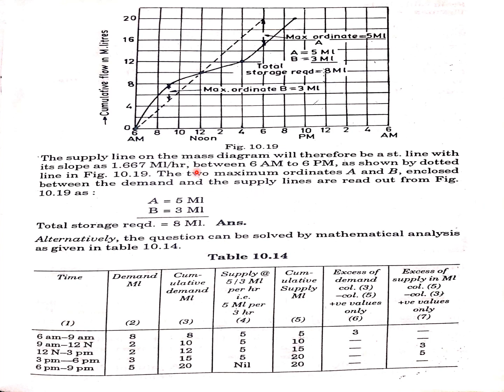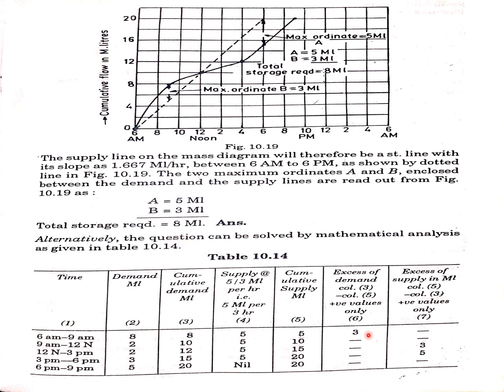So now we can calculate the straight line. For every hour we can calculate 1.67 million liters, and we can draw the demand line. Okay, and then this will be the required. Okay, so by this we can calculate this is the maximum ordinate A and this is the maximum ordinate B. So 5 plus 3, we can calculate the total storage capacity is 8 million liters.